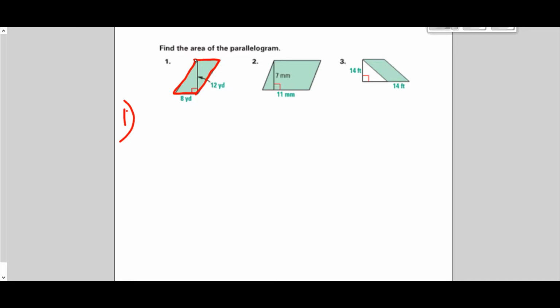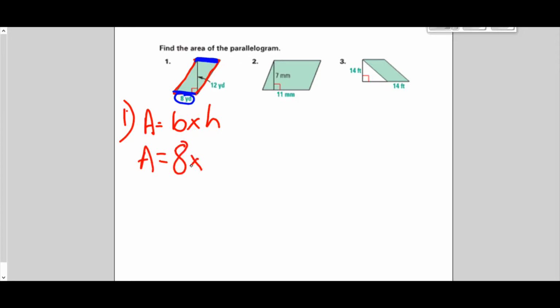So I'm going to start off with the area formula. Area equals base times height. And now the base is going to be 8. This side, because this side is parallel to that side, they're across from each other. So that's how I know my base is 8.